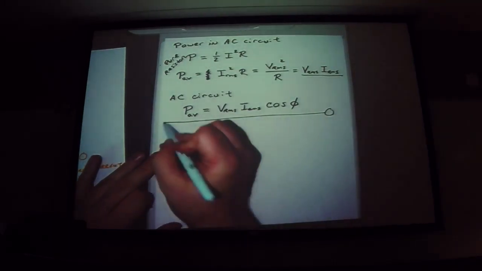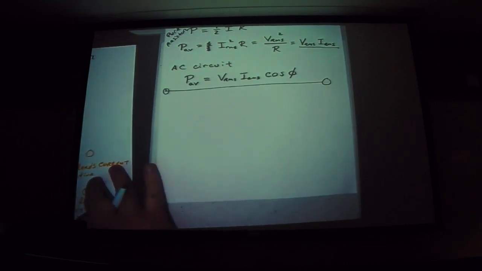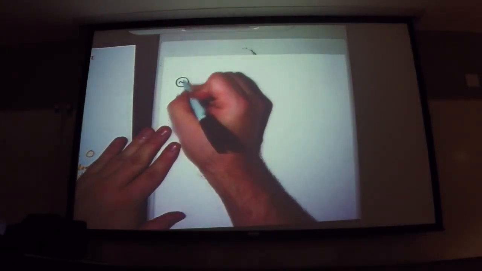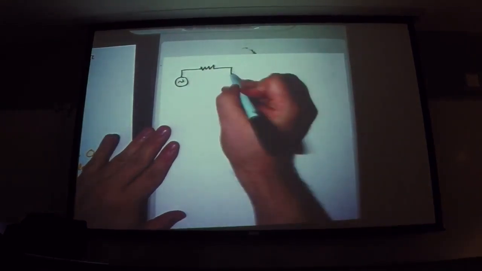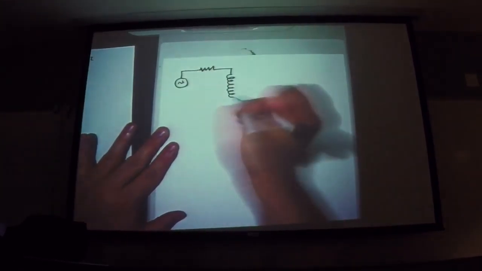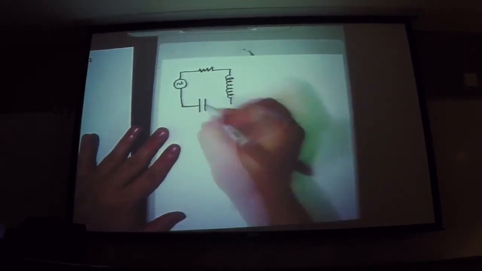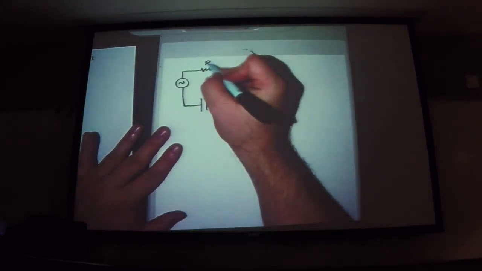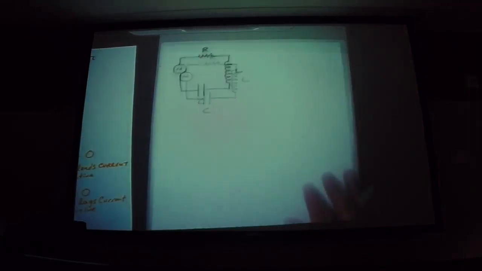All right, here we go. Go back to where we've been. L. And we have an impedance that goes along with it.